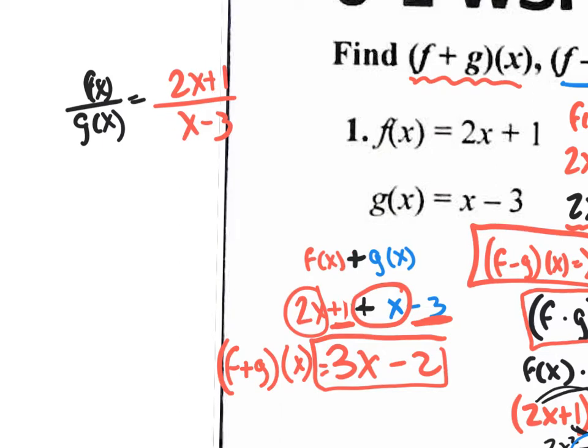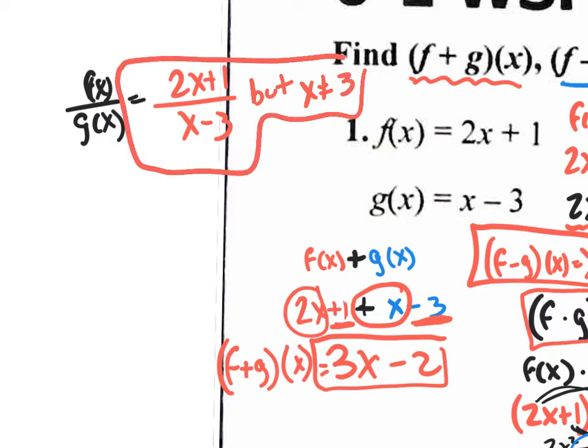So that's your answer. But x cannot be what? 3. X cannot be 3. That's your total complete answer right there. The fraction 2x plus 1 over x minus 3, but x cannot be 3. Why? Because if it were a 3, it would make it undefined.